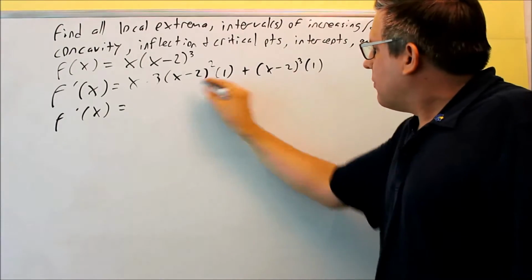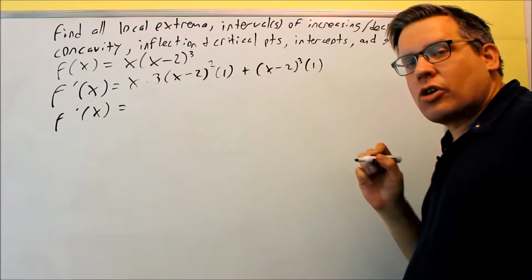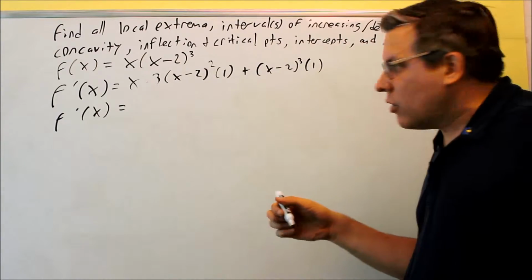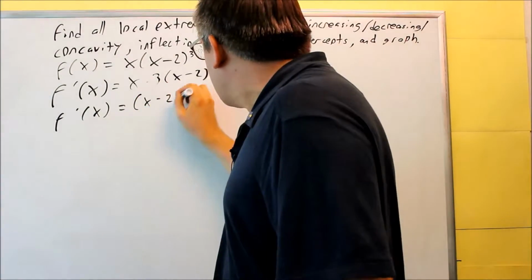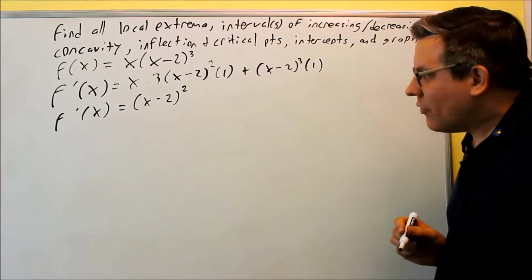we have the one that repeats is x minus 2. The most you can pull out would be the lowest power. So I'm going to pull out x minus 2 squared. That's the most that you can pull out of this.